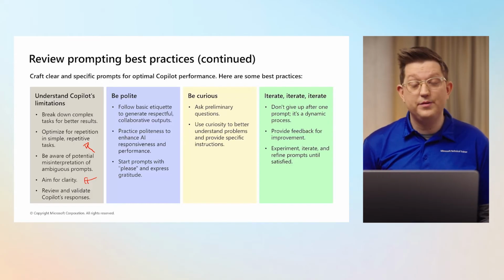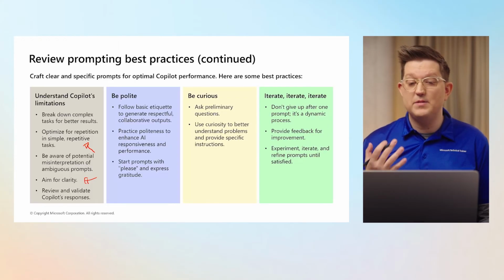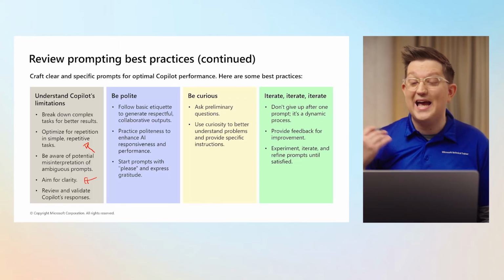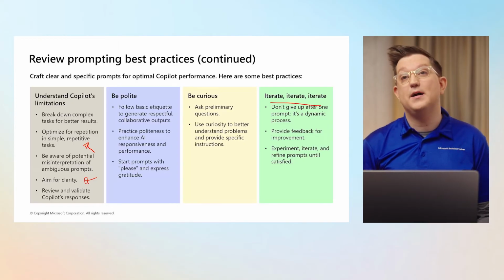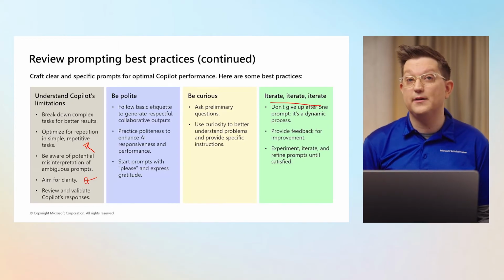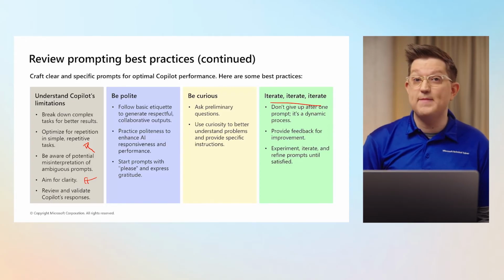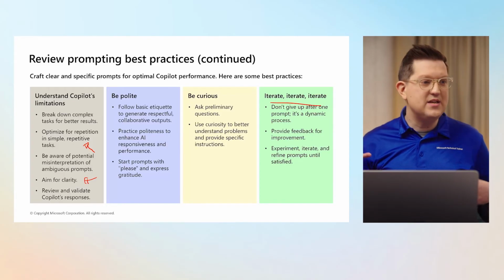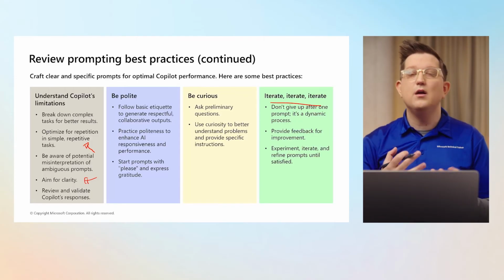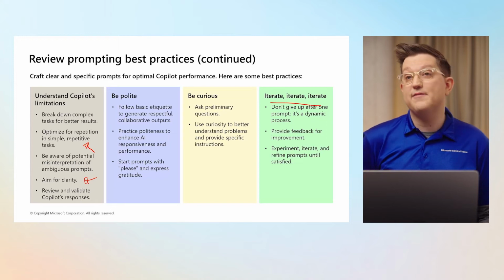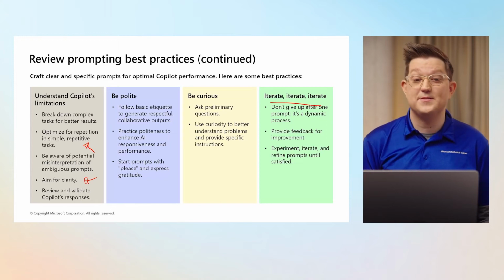Be clear. Say please, be polite, be curious, ask preliminary questions, and iterate. Iterate, iterate, iterate. This is the most important part of getting good at using Copilot. So provide feedback to it. Say, that's not what I was expecting, I want it more like this. Give it samples, give different pieces of information. Do what you can to try and find the right sort of response.